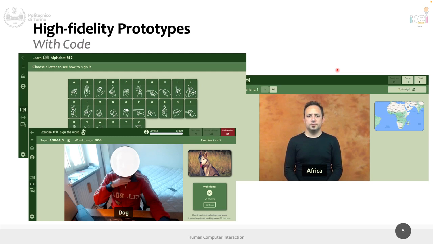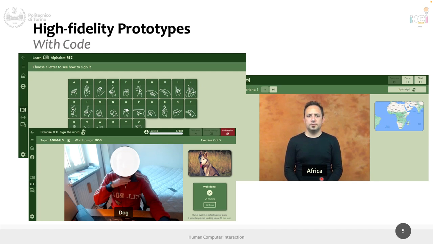This is another example from last year about learning sign language, learning Italian sign language, I think, if I remember. So there were various exercises, and these are three screens of that application. Here, choose a letter, see how to sign it, so you can choose A, and you will have a video like this one. That was a video taken from YouTube, not a recorded video, so this is not anybody from the Politecnico, it's just a random person found on YouTube who was signing some letters, or in this case, how to say Africa. So there was the picture, there was the sign, and there was the word.